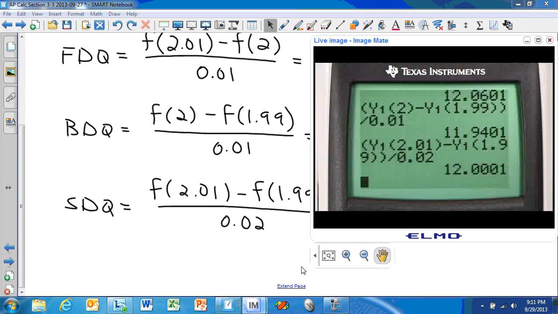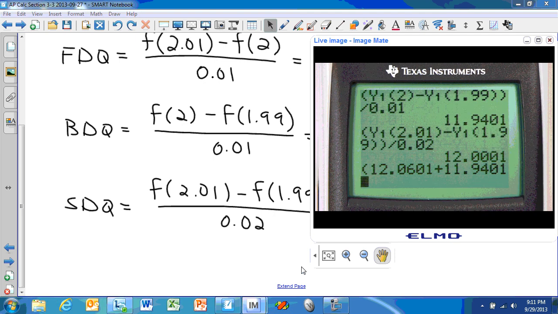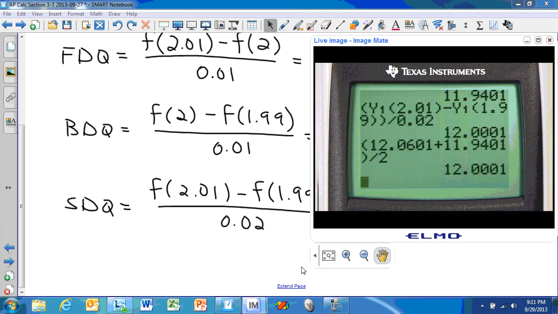If I take 12.0601 plus 11.9401 and divide it by 2, the average of your forward and backward difference quotients turns out to be your symmetric difference quotient, 12.0001.